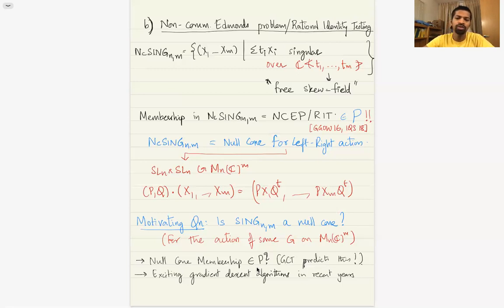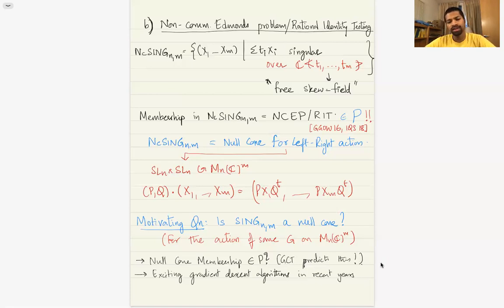I won't state to you in what generality we expect this. You can look up some of the papers on GCT. But the very fact that GCT predicts this means it's interesting to try and figure out which subvarieties are null cones and which ones are not, so that we know which membership in which subvarieties is easy and membership in which subvarieties might be hard.